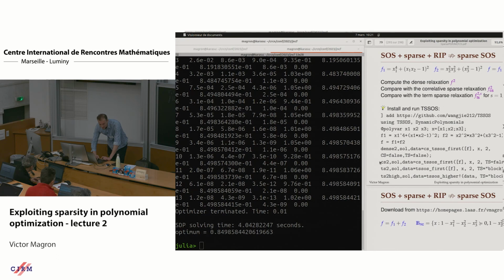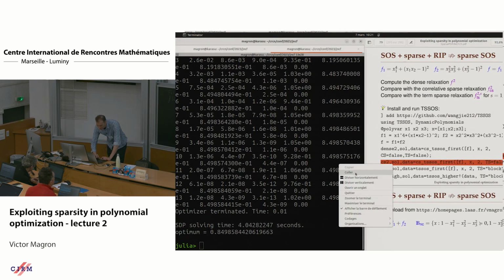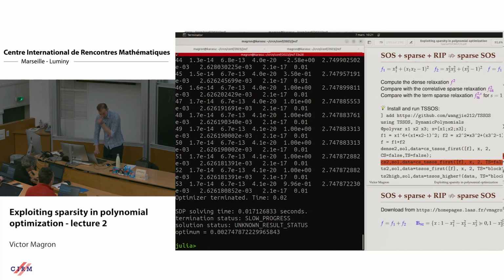And then you do the same with a different kind of sparsity. So first, with correlative sparsity, the bound that you obtain here is strictly less. So it means that f minus this 0.002 is a sum of sparse squares, but f minus 0.8 something is not a sum of sparse squares. So this is a counterexample to the fact that every sparse SOS should be a sum of sparse squares.